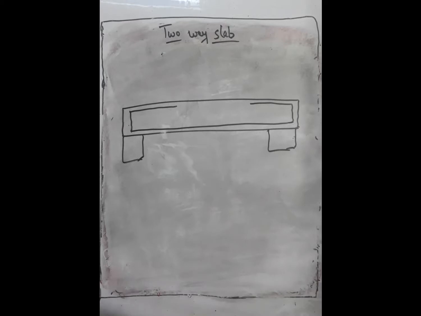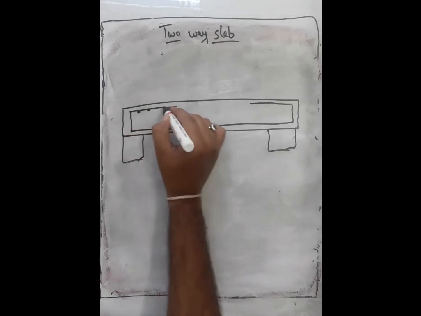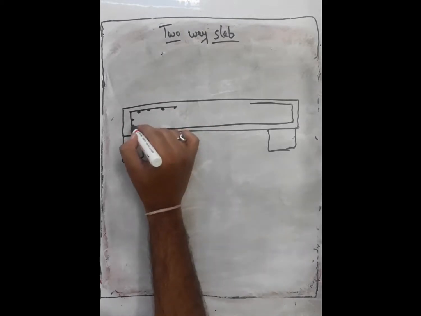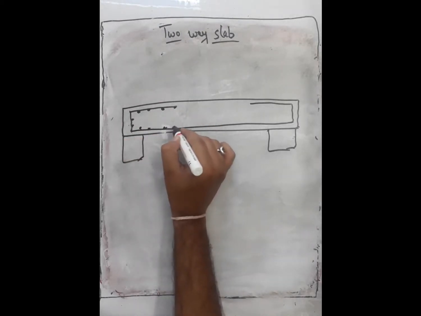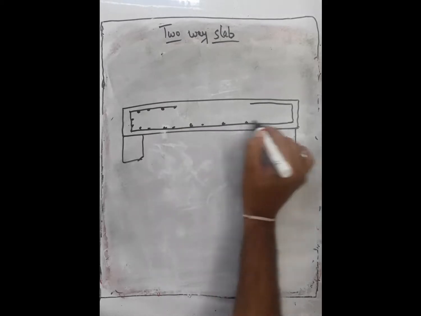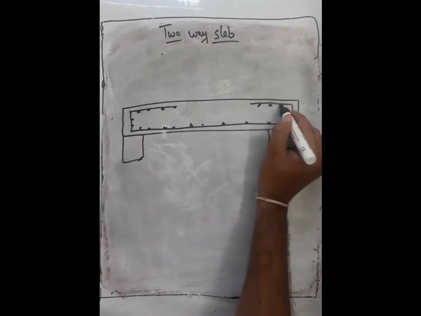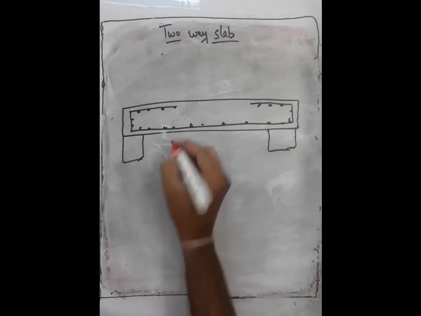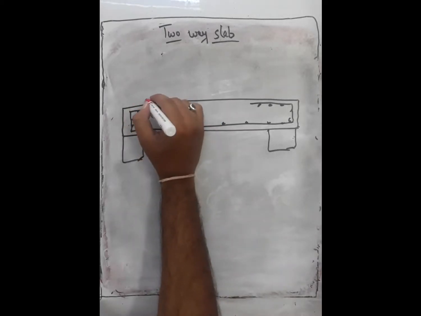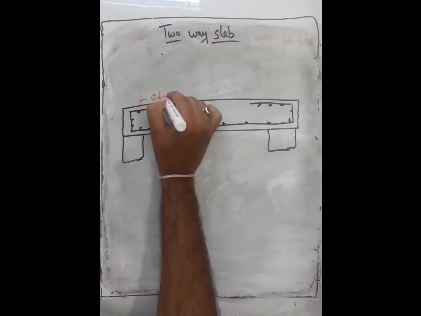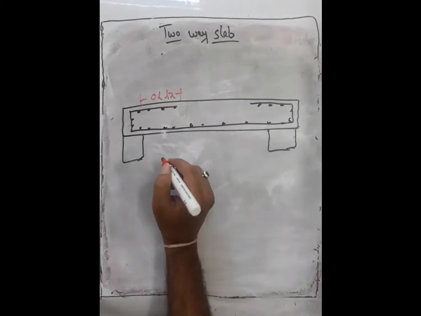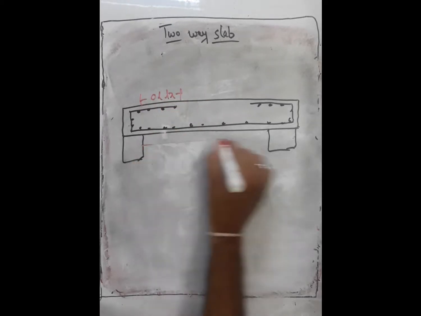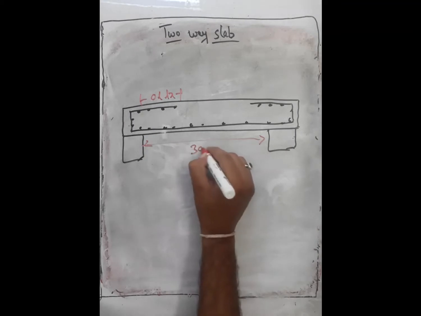Here we have not provided bent up bars, that's why we have provided reinforcement in this way, because our midspan value is less than 0.24%, that's why here we have not provided bent up bars. So in this way we have provided the reinforcement, and this we have taken 0.1 LX. Okay, this one is the clear span which is 3000.